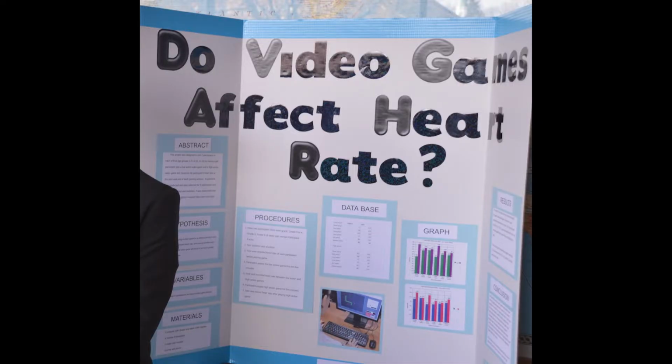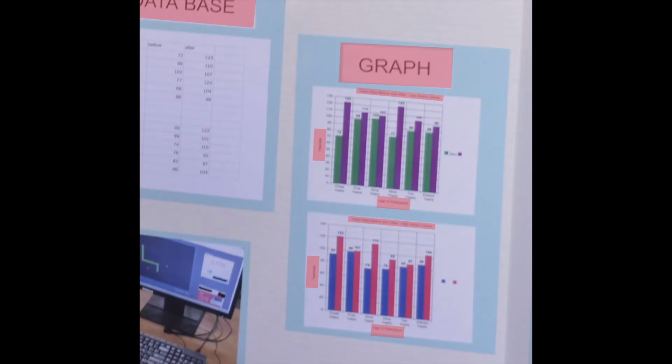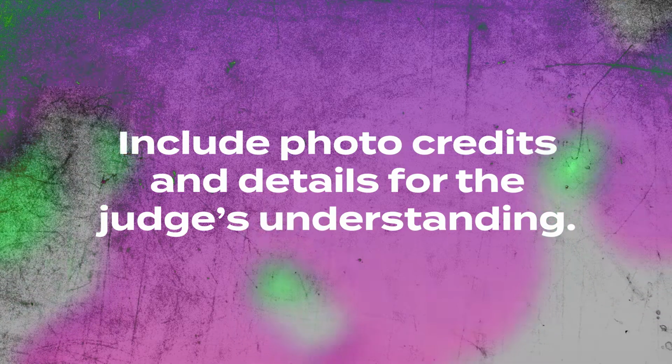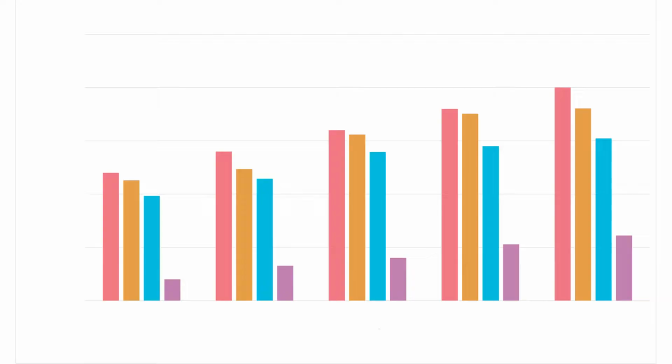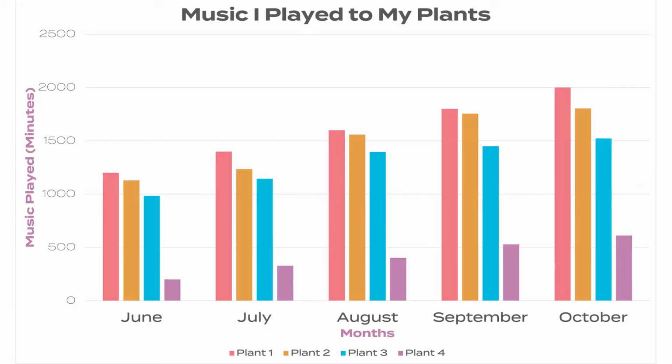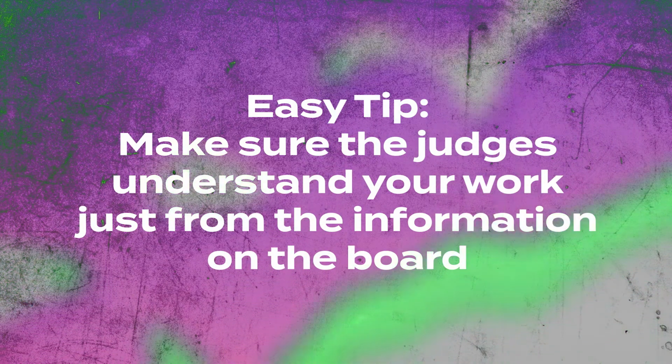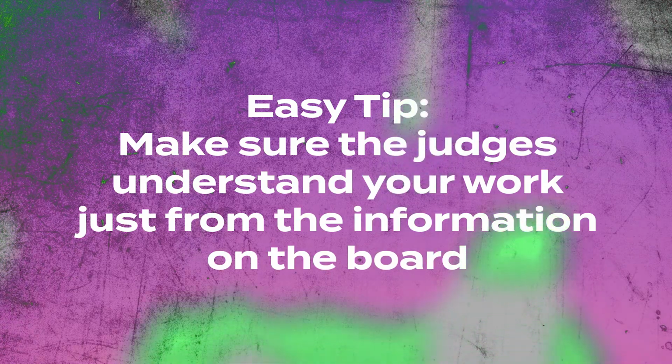Your display board needs to be clear. This means that you need to have titles for each section, labels on all photos, diagrams, tables, and graphs, including credits for photos and details that help the judges understand your work. Graphs should always have axis labels and a title or a caption describing what you're showing. A good guideline is that the information should be understandable just by reading your board.